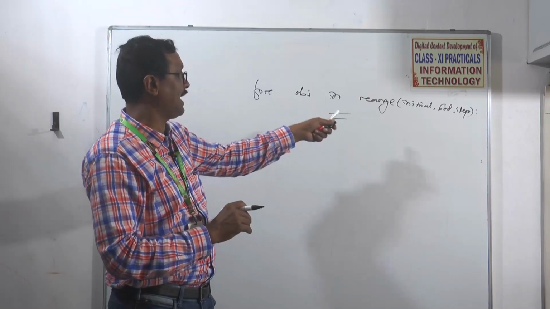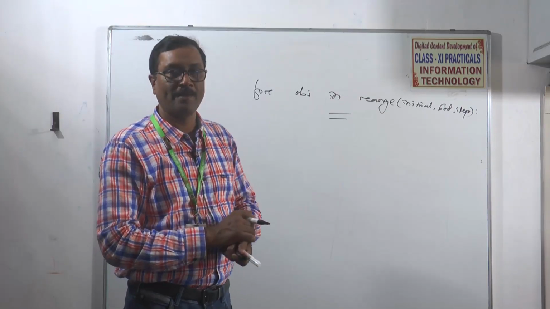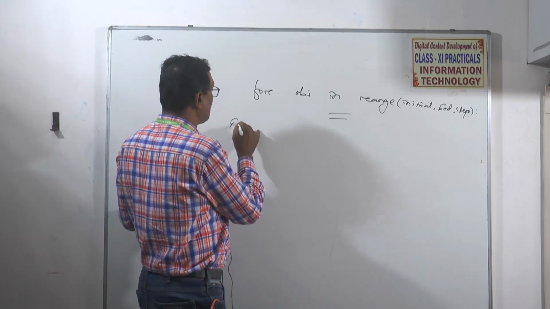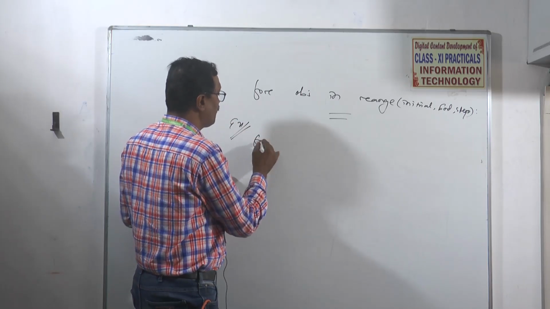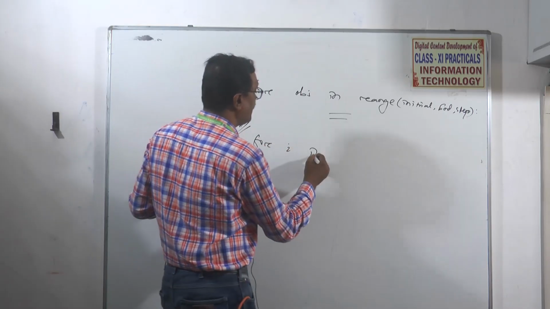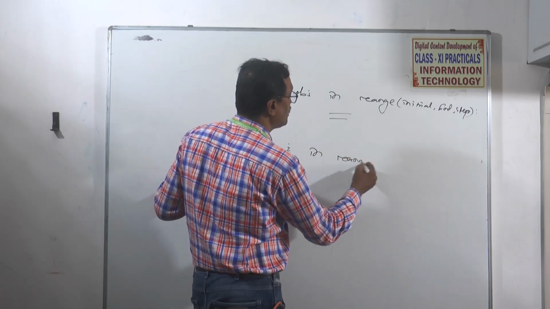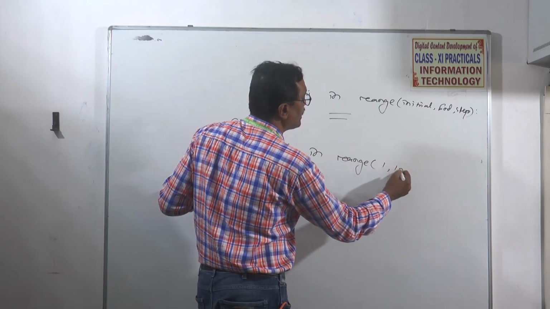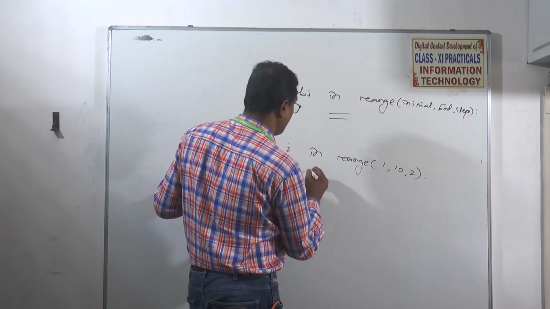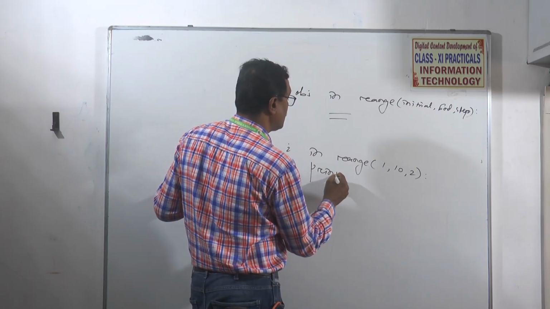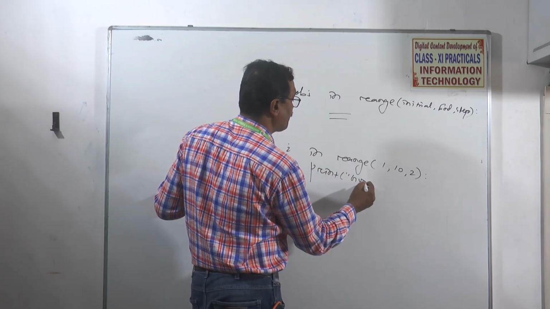For object, range, something I have written. That means if I give one example, it will be something like this: for i in range(1, 10, 2), then I am writing something. Print good.